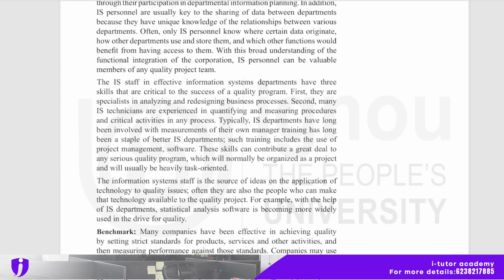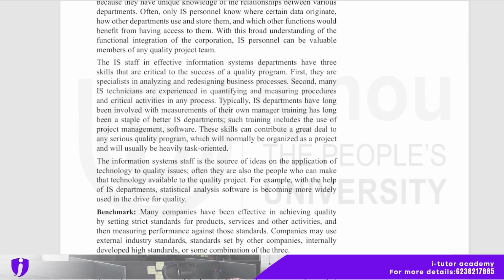Second, many IS technicians are experienced in quantifying and measuring procedures and critical activities in any process. Typically, IS departments have long been involved with measurements of their own. Training has long been a staple of better IS departments. Such training includes the use of project management software. These skills can contribute a great deal to any serious quality program, which will normally be organized as a project and will usually be heavily task oriented.